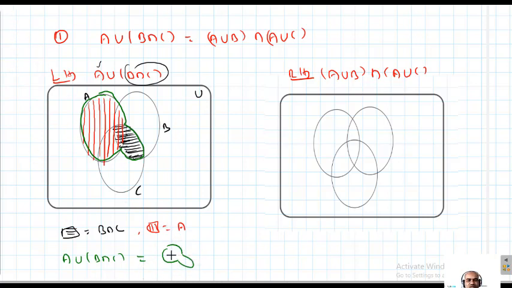Now you want to show that the area represented by A union B intersection A union C is also that coconut shape. Then you can say that these two sets are equal. So this is A, this is B, this is C, this is the universal set. First A union B should be shaded. So A union B, I want to shade A union B.